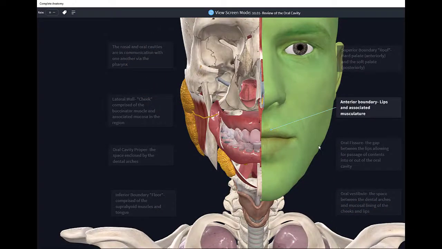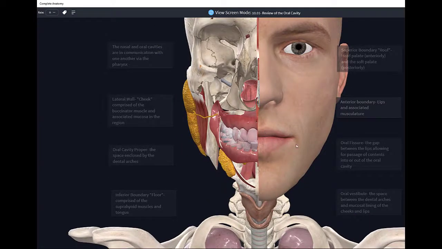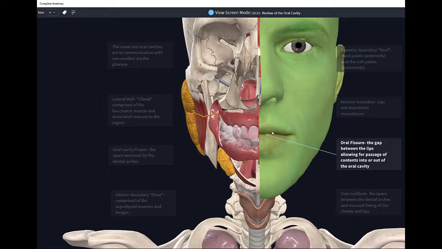Anteriorly, you have the lips and the muscles that are associated with them. Some of these you will have already seen if you have watched the facial muscles video before. Do you remember this muscle that goes all the way around the oral opening? It's called the orbicularis oris. The fissure between the two lips, when you part your lips and open your mouth, is just called the oral fissure.